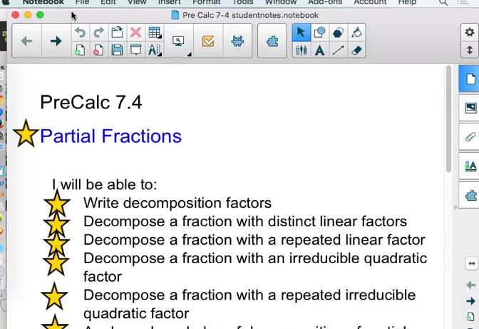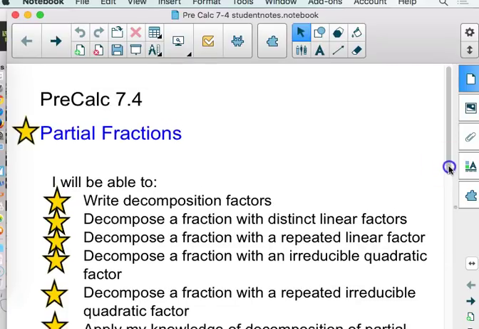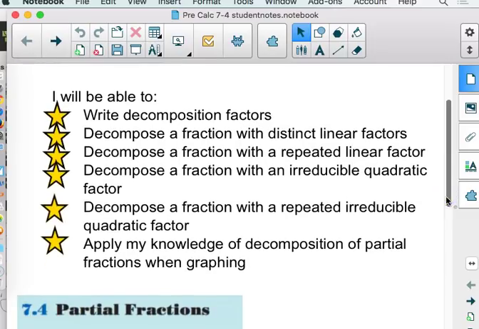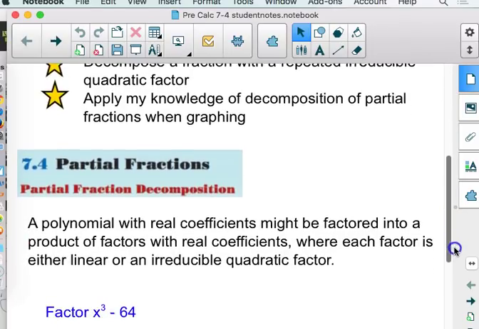So our objectives: we will be able to write decomposition factors, decompose a fraction with distinct linear factors, decompose a fraction with a repeated linear factor, decompose a fraction with an irreducible quadratic factor, decompose a fraction with a repeated irreducible quadratic factor, and apply our knowledge of decomposition of partial fractions when graphing. So using that to our advantage, what would some pieces of our graph look like?